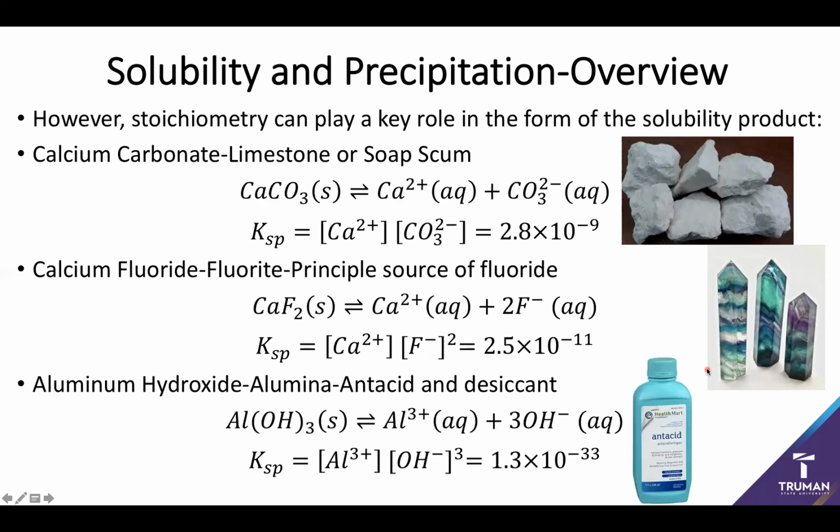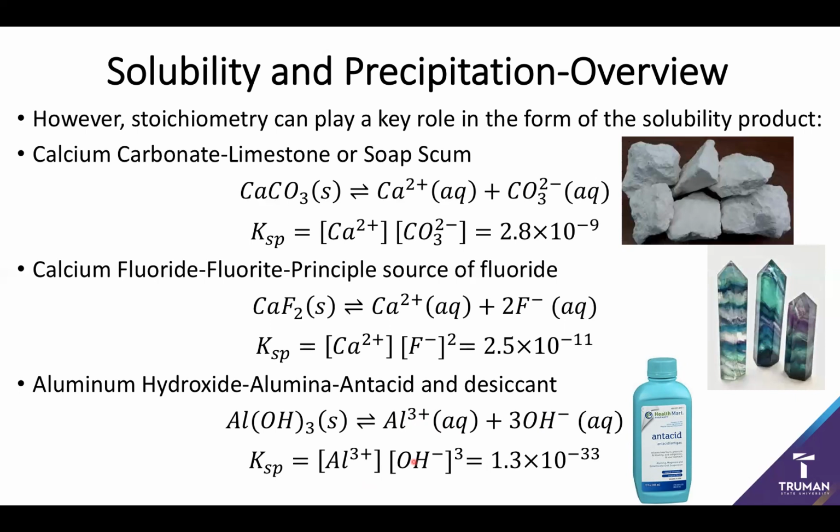Then we have something like aluminum hydroxide. So this is commonly known as alumina. It's present in a lot of metal ores. It's also present in some antacids and in some desiccants, as it readily takes up water. So with aluminum hydroxide, this one gets really fun because it doesn't split into 2, but 3, no, 4 different ions, 1 aluminum and 3 hydroxides. And so again, this really complicates its equilibrium constant.